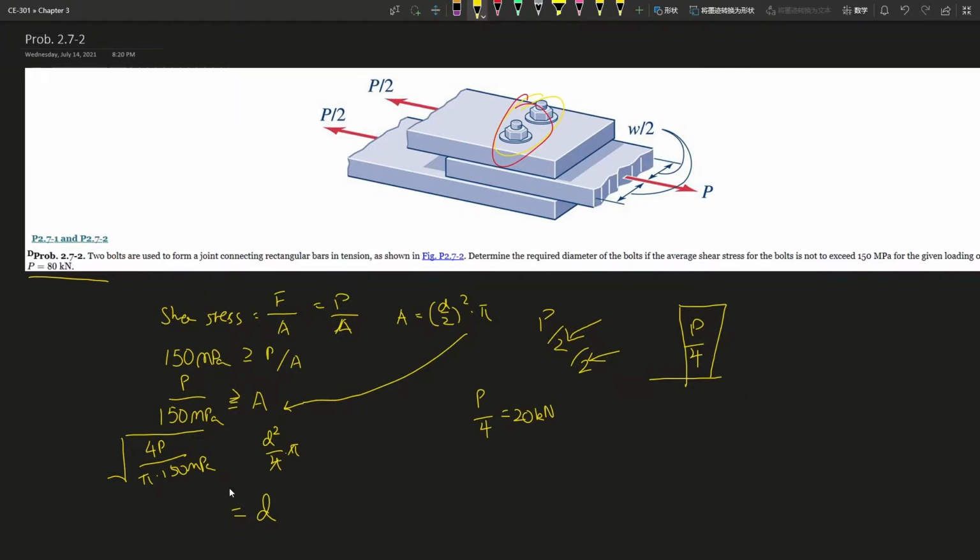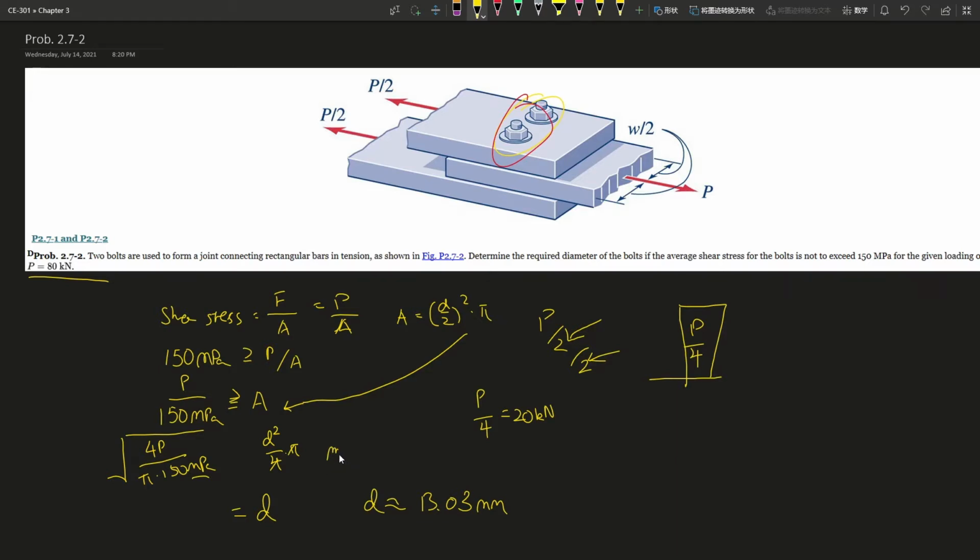For the purpose of the video, I just look at my own answers, and you should get a diameter somewhere around 13.03 millimeters. I also made this mistake the first time I did this question, and then I realized, hold on, it's definitely not this answer, it's way too big. That's because of the units: megapascal and kilonewtons, and we usually tend to change it into meters or millimeters.